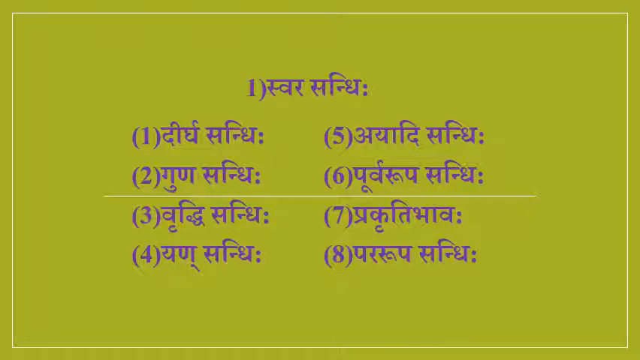Here we are going to see swara sandhi in detail. In swara sandhi there are 8 types in total, but we are going to see only 5 in detail because of the 9th standard portion. The 8 types are Dirgha Sandhihi, Guna Sandhihi, Vriddhi Sandhihi, Yana Sandhihi, Ayadi Sandhihi, Pururup Sandhihi, Prakriti Bhavaha and Pararupa Sandhihi.